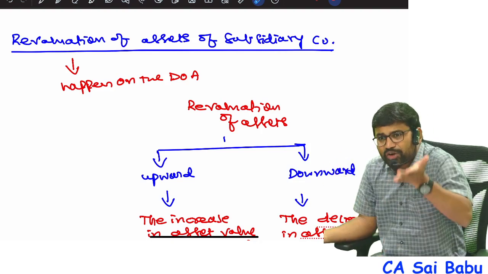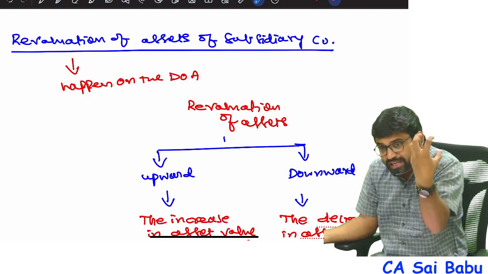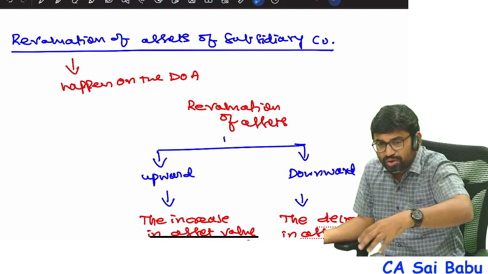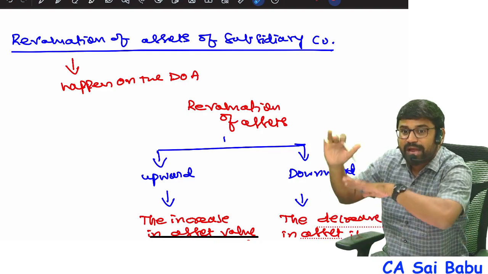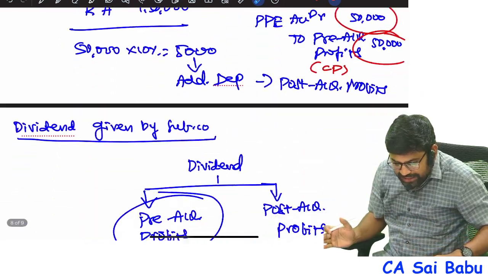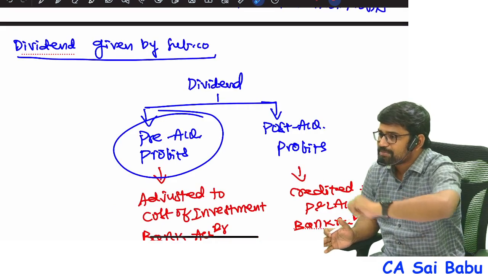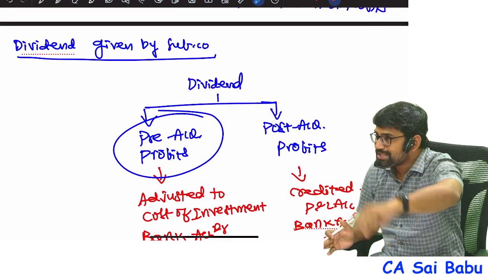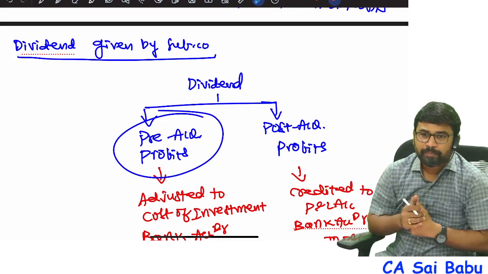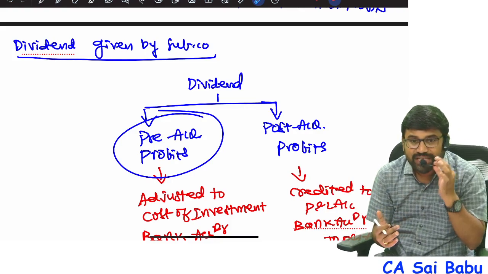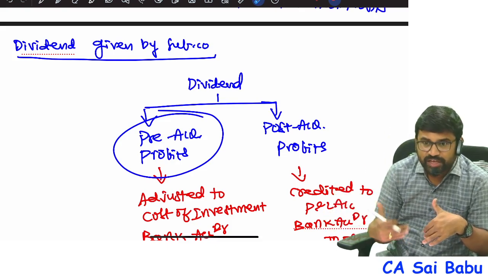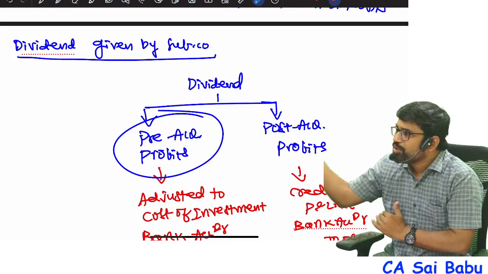Now, once upward, downward happened, because of that, is there any effect in future profits? Yes. If there is an upward revaluation, additional depreciation, which decreases my post-acquisition profits. If there is a downward revaluation, so whatever the excess depreciation I provided, I need to return back. So therefore, my post-acquisition profits will increase. What is the second adjustment we done? Dividend given by subsidiary company. When subsidiary company pays the dividend, that dividend which is received by the parent, you need to see what? Which source the subsidiary company has given a dividend? Is it pre or post? If dividend is given from pre, adjusted to cost of investment. If dividend is given from post, credited to P&L account.